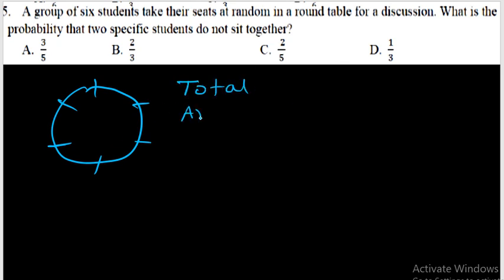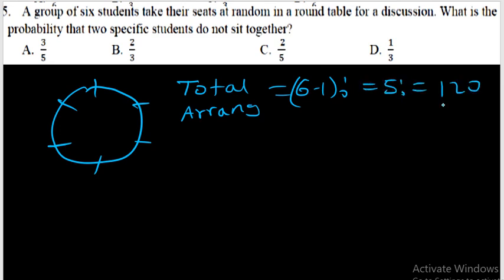The next question: a group of 6 students take their seats at random at a round table for a discussion. At a table, 6 students are taking their places for discussion. What is the probability that 2 specific students do not sit together? That means, first of all, the total arrangement, without considering anything, will be 6 minus 1 factorial, because there are 6 students and it's a circular arrangement, so 5 factorial, that is 120.